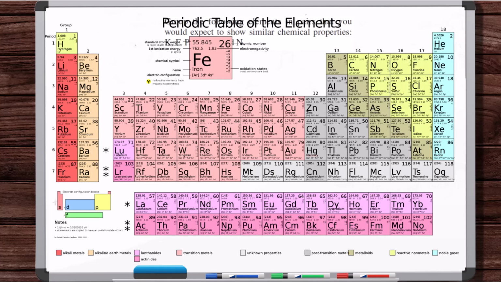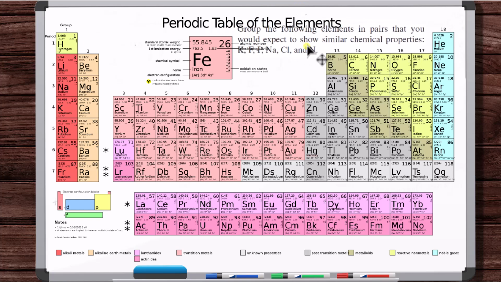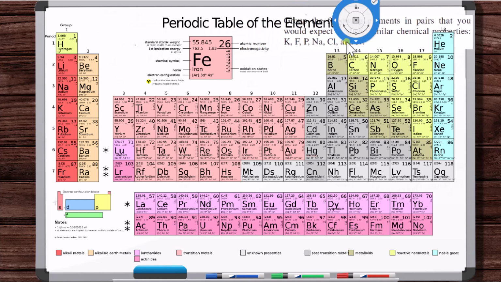So you can see here are the elements. And when you look at the periodic table, similar chemical and even physical properties are based on the vertical columns, the family. That's called families, or groups. This is group 1, group 2. That's called a family or a group. Horizontal rows are called periods.